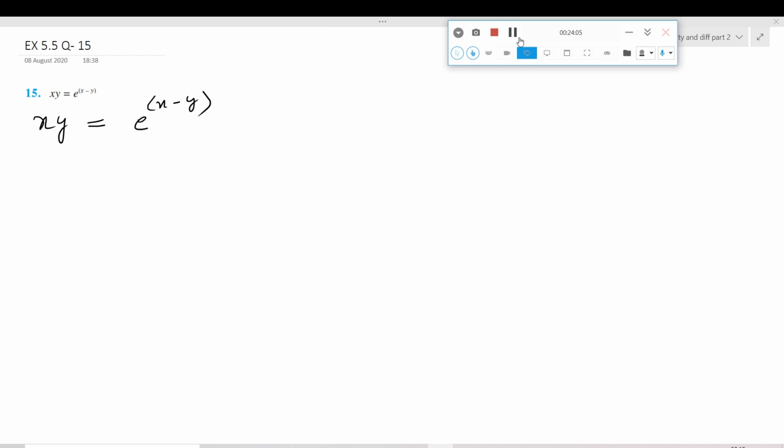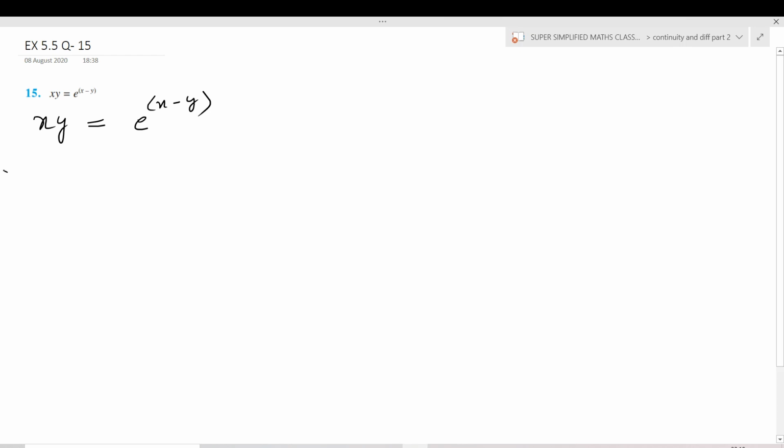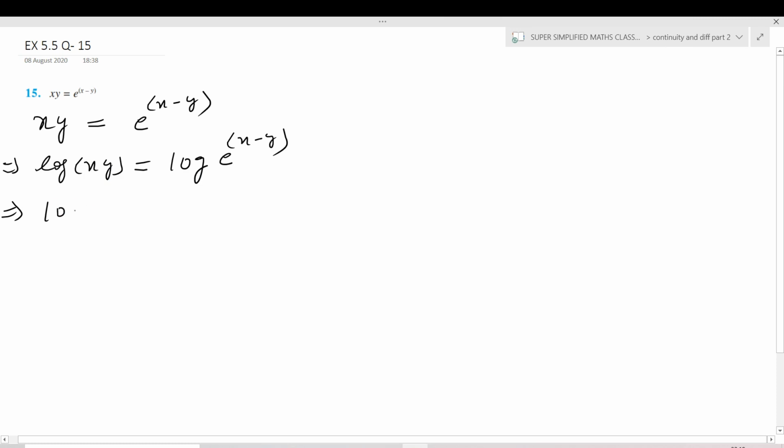Now let's move to question number 15. xy is equal to e raised to the power x minus y. So here again we can take log both sides. So we will have log of xy is equal to log of e^(x minus y). Now applying the properties of log, on the left hand side log xy becomes log x plus log y. And on the right hand side, this power becomes a multiple, it comes here. So it becomes (x minus y) log e.